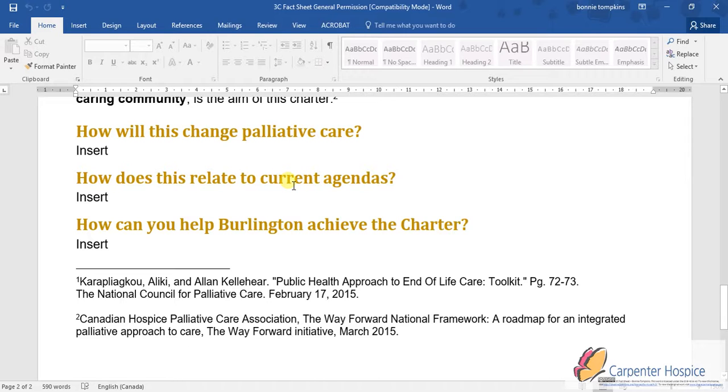Prime example of something that you can speak to. How can you help Burlington achieve the charter? So that's usually what our question is at the end to that stakeholder.